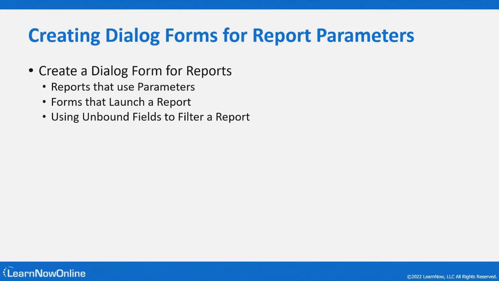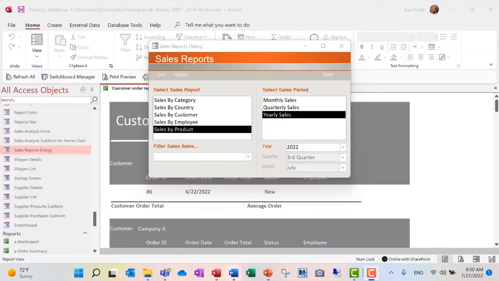So we're first going to take a look at how a report can use parameters. Then we're going to build the form that launches the report, and then we're going to show you how to use and create a field that will populate the information and essentially filter the report, which really is filtering the query or the table. So we're bringing a few things together, and I'm going to show you first what it looks like, what we're going for, and then we'll build it. So we're going to start here with the form.